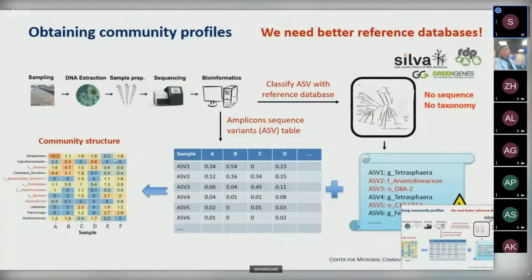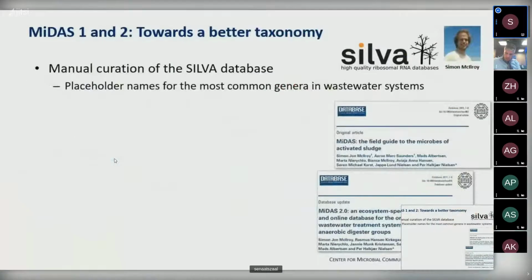So what we really need is better reference databases. This was the reason that we created the MIDAS databases. In MIDAS 1 and 2, we tried to get a better taxonomy. We used the SILVA database as a reference database, and then we curated the taxonomy for common genera found in wastewater treatment systems, and provided placeholder names for some of the genera which have not been named.